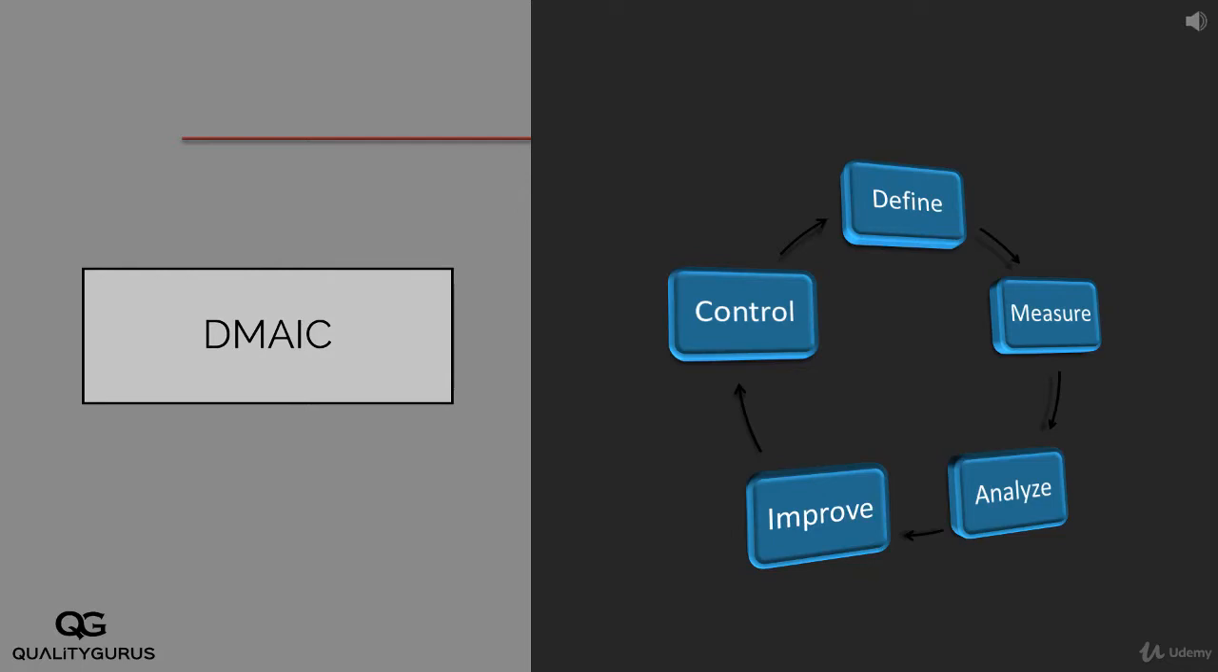In the next 5 slides, we will be looking at each of these phases and we will see what we are going to study in this yellow belt course in the define phase, measure phase, analyze phase, improve phase and control phase. Let's look at that on the next few slides.